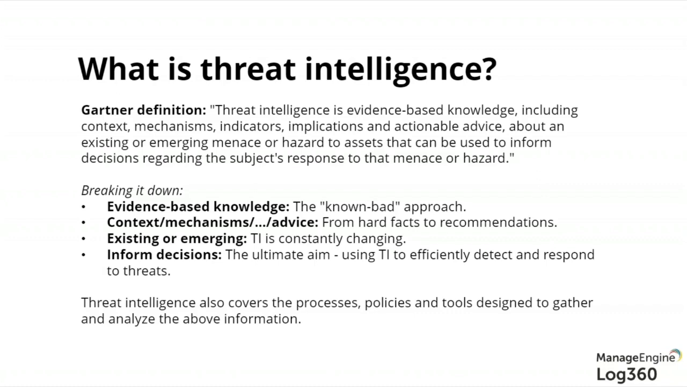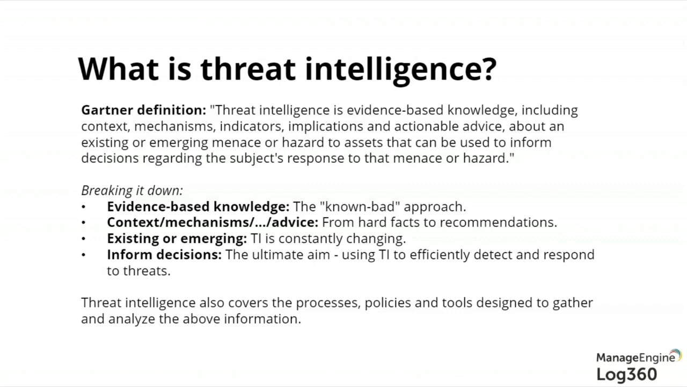And the next part of the definition states that threat intelligence covers existing or emerging threats. What this shows is that threat intelligence is quite fluid, and it keeps changing. At any given time, it specifies information about established and existing threats which we have known about for years, and it also gives you news about emerging threats.